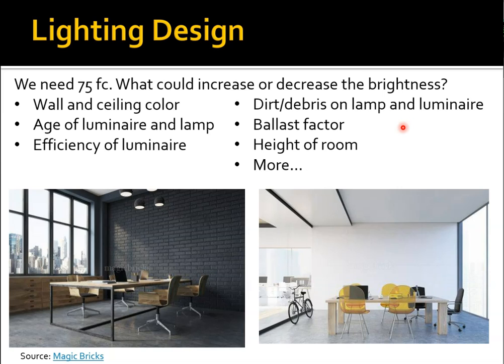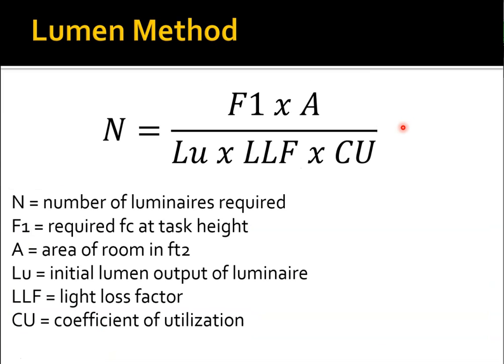Also, the dimensions of the room are really important, right? So how high is the room? If we have a really, really tall room versus a short room, all else being equal, fewer lumens are actually going to make it down to the surface, just because of how electromagnetic radiation works. The further the distance it has to travel, the dimmer it is, or the fewer lumens you have. So there's a lot to consider. All right, so let's try to put all this together.